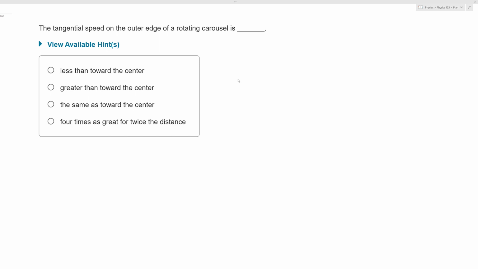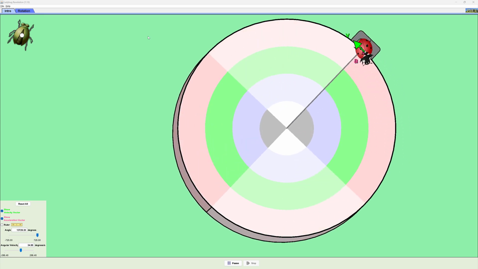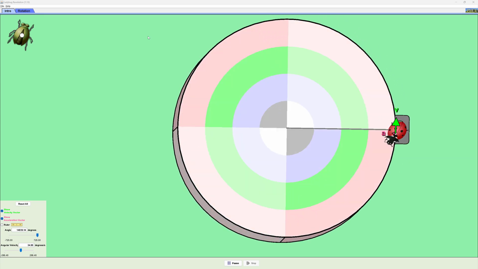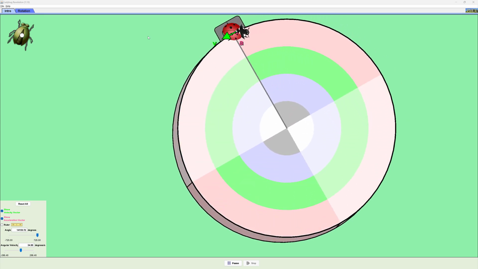The tangential speed on the outer edge of a rotating carousel is... Okay, that's the question. Take a look at this carousel with a ladybug sitting on the outer edge. You see two vectors, a green velocity vector and a red acceleration vector.